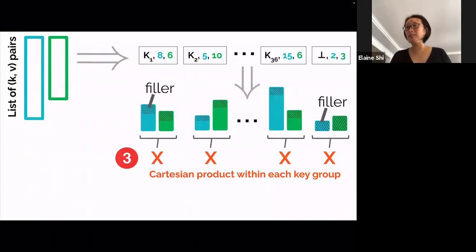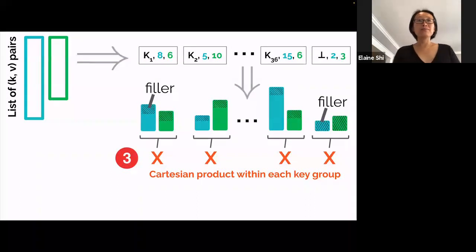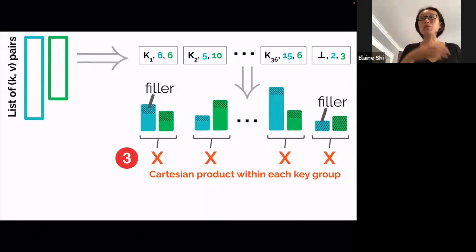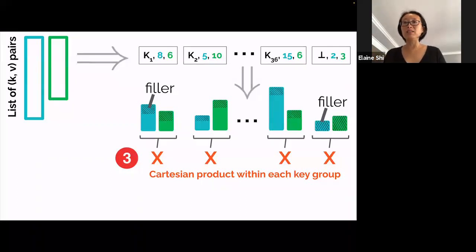Finally, once we have these bins, we just compute the Cartesian product within each key. When we compute the Cartesian product, if at least one entry is a filler, then the Cartesian product result will also be a filler. This step is actually performed non-obliviously. Essentially, we just scan through the blue bin and the green bin in a coordinated way to take the Cartesian product. The only thing it reveals are basically the bin sizes themselves, which are the noisy counts.